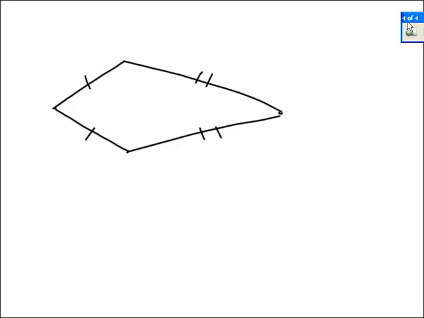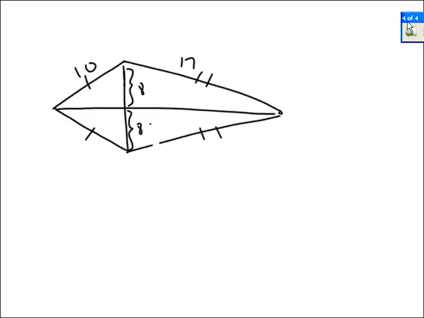Okay. Suppose you have 10, 17, and you have 8. One of those sides shouldn't be there. Suppose that just that is 8. Well, of course, due to symmetry, that's also 8.